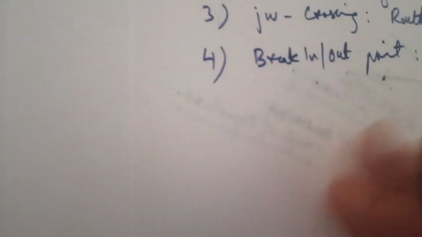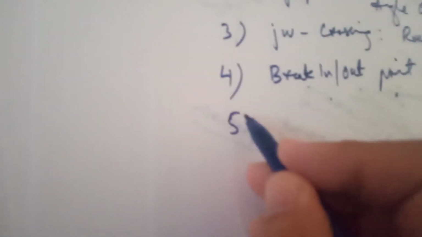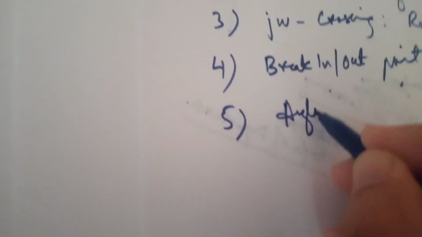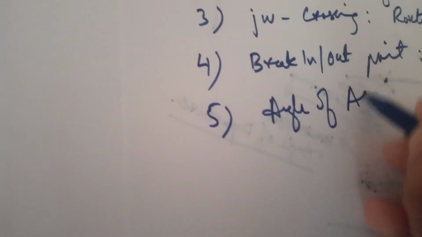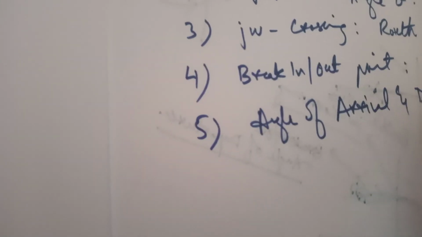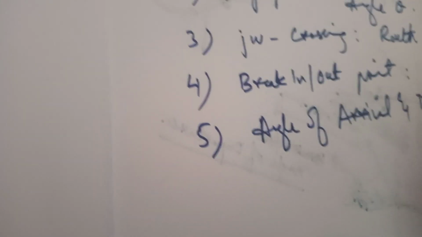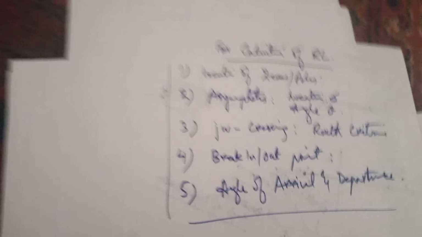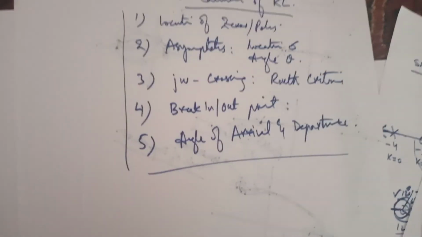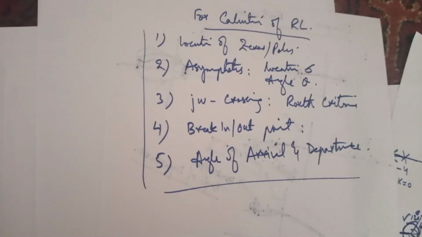I told you how to do that. And the fifth one is angle of arrival and departure. So this is the whole story. When we are able to do all these things, we can easily calculate and precisely draw the root locus.